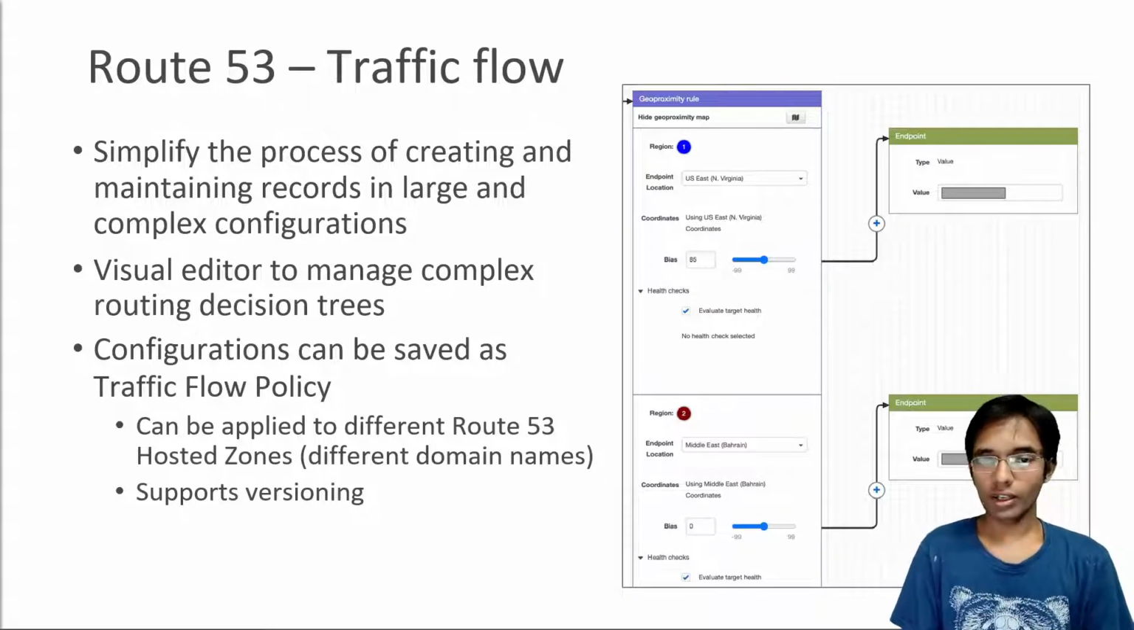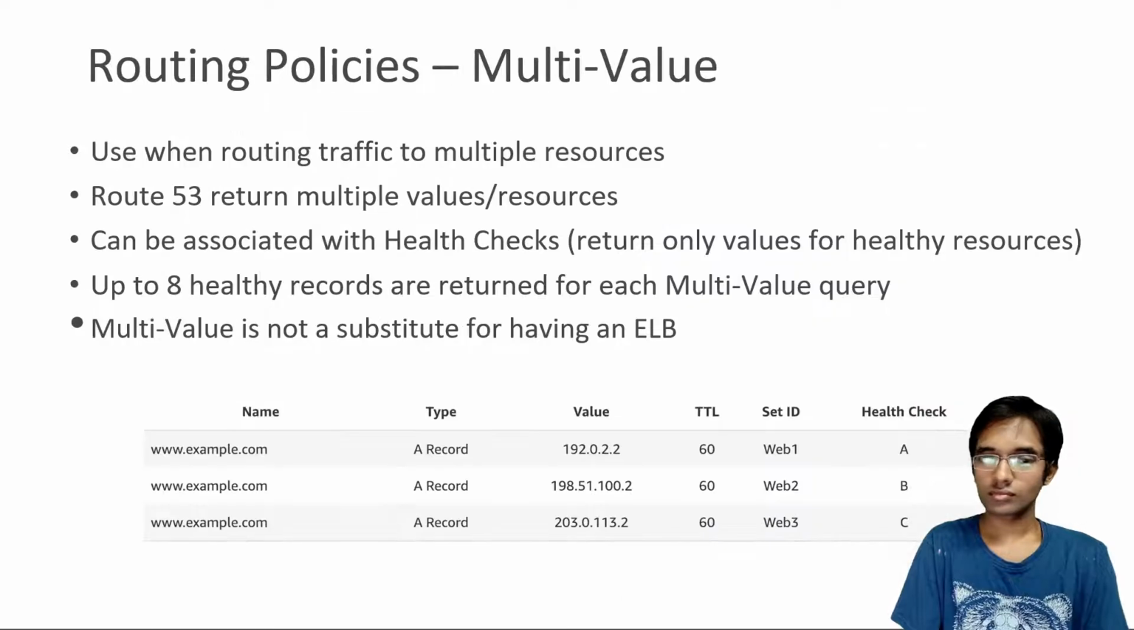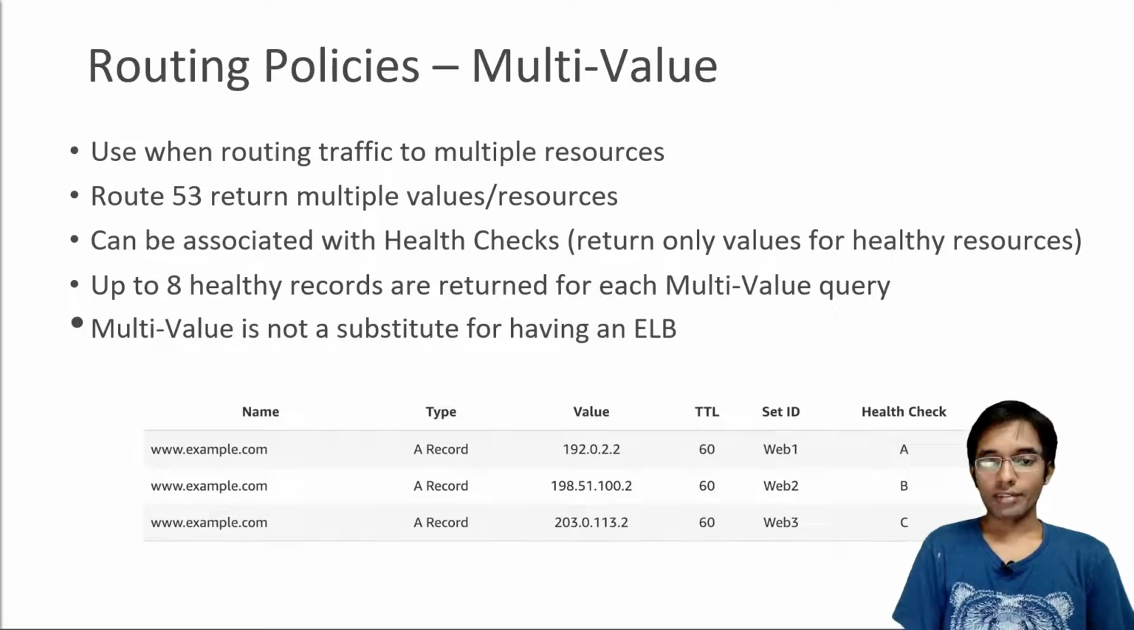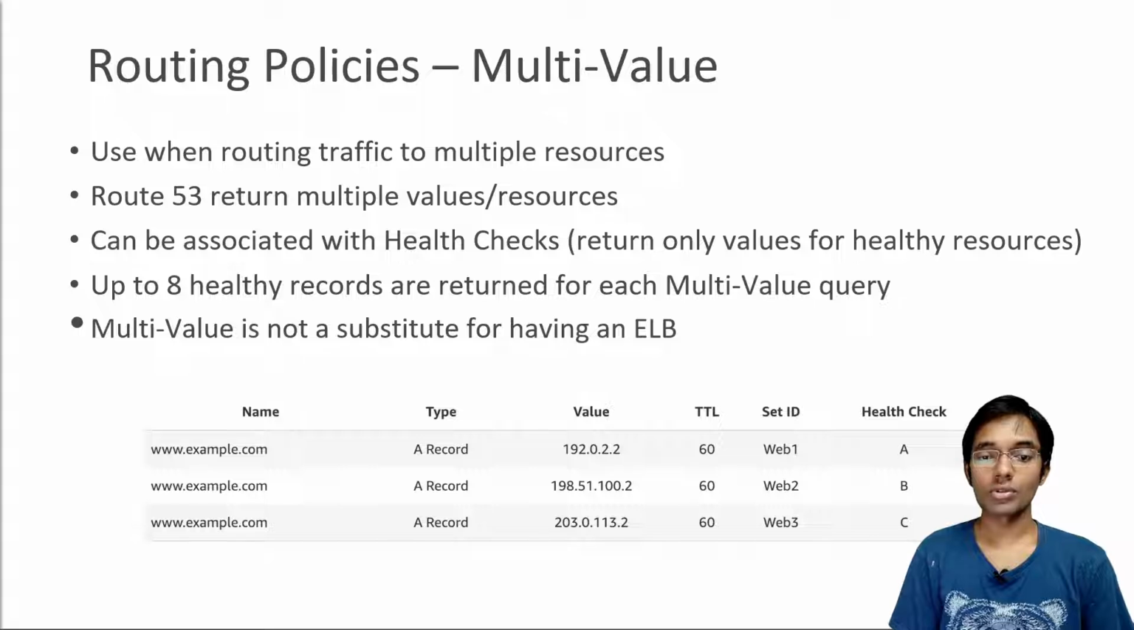Finally, we have the last type of record called the multi-value record, which is used when routing to multiple resources, and when Route 53 is going to return multiple values and resources.